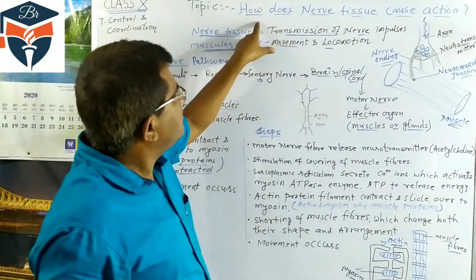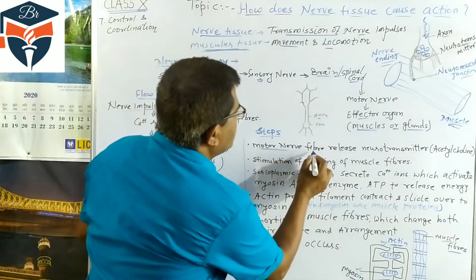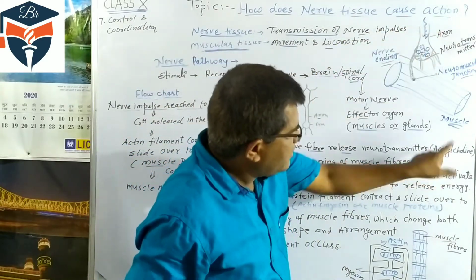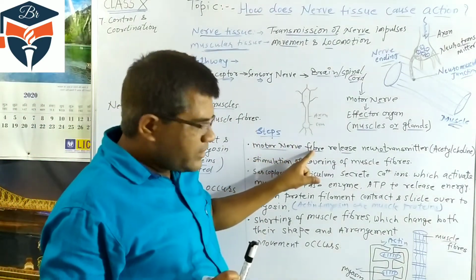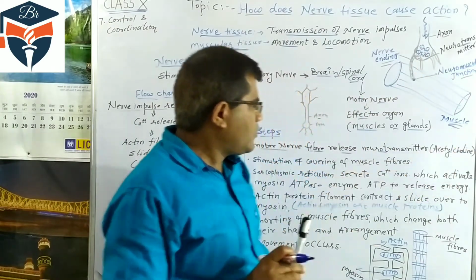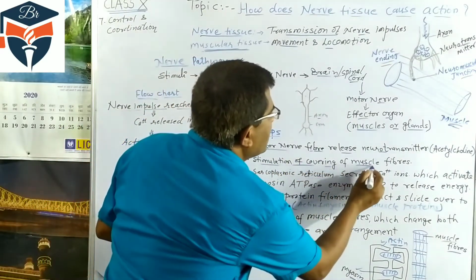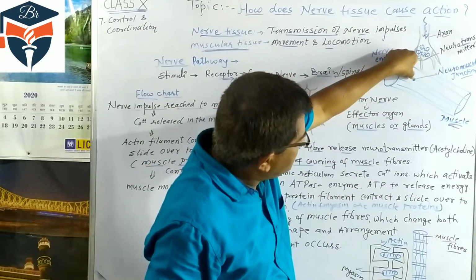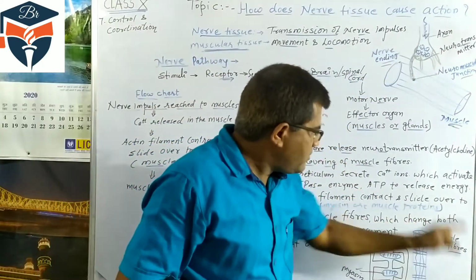How does the nerve tissue cause action? First point, the motor nerve fiber releases the neurotransmitter, and this neurotransmitter is acetylcholine. Second, due to the acetylcholine, the covering of the muscle fiber is stimulated. This acetylcholine as a neurotransmitter comes to the muscle, so it stimulates the muscle fiber.